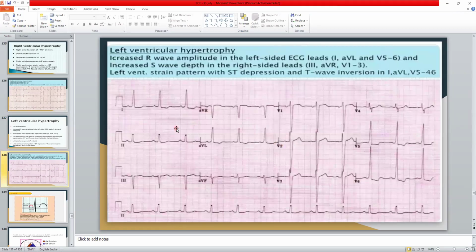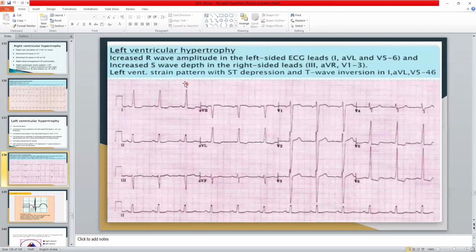Here you can see the increased R wave pattern in AVL. The R wave is large in lead 1, and in V5 and V6 it is large. I am telling you about the amplitude of the R wave in leads V5, V6, lead 1, and AVL.